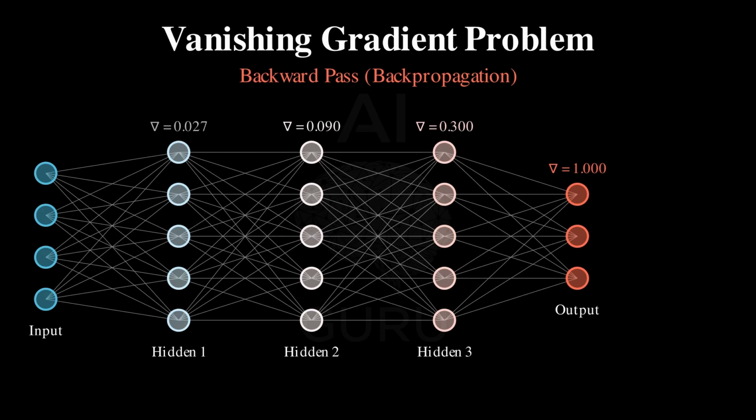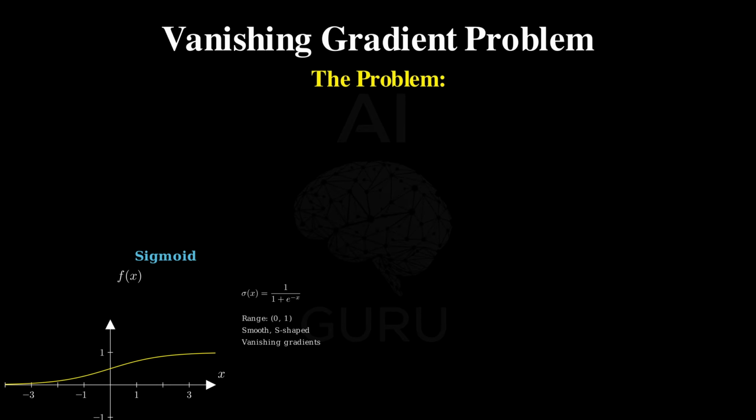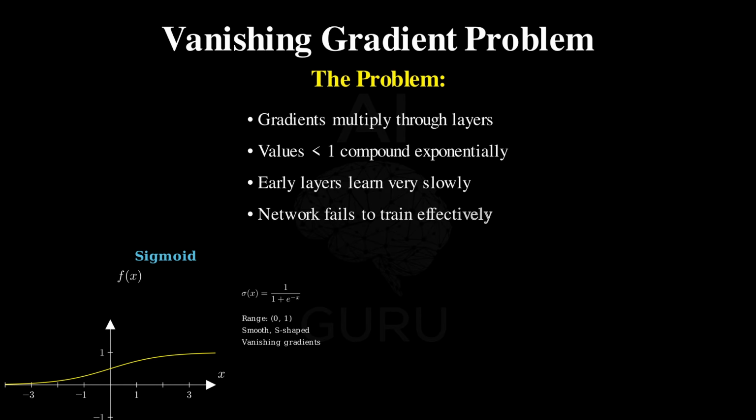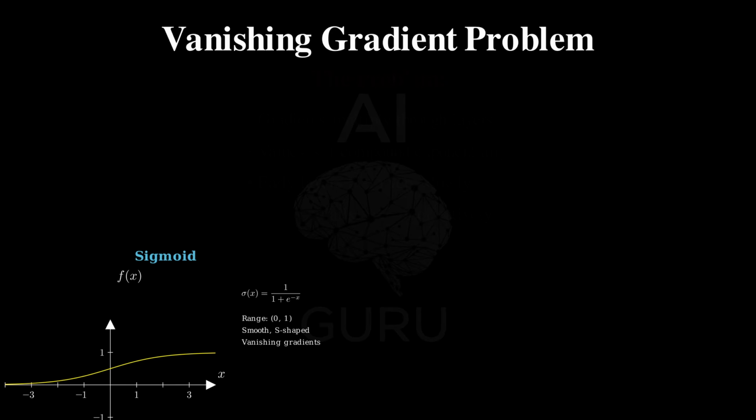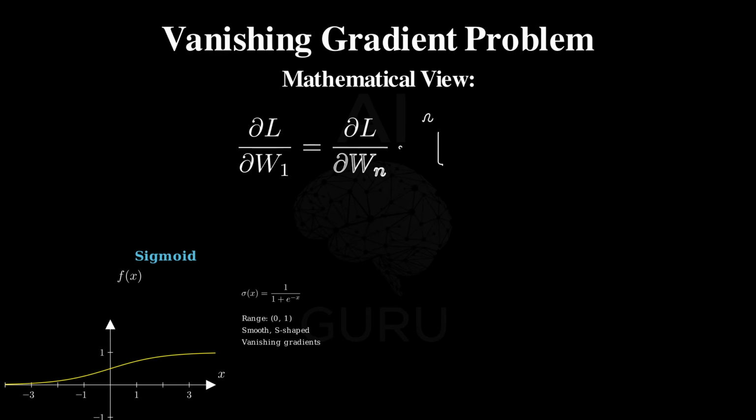The vanishing gradient. Look at the graph of the sigmoid function. When your input x gets very large, either positive or negative, the curve becomes almost perfectly flat. Right, the slope goes to 0. The slope, the derivative, goes to 0. Now remember the vector chain rule.